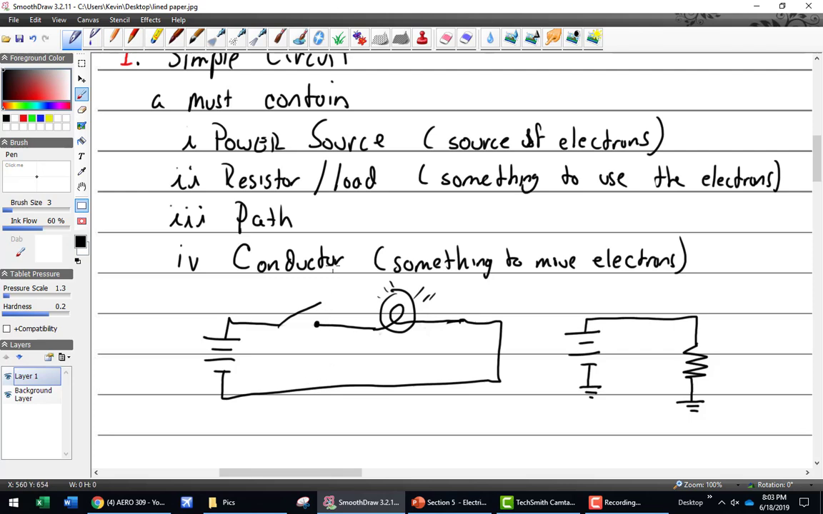While we're talking about this, what is this called? If I have an error right here, what is this called? An error. That's an open. That's an open. What is this error?